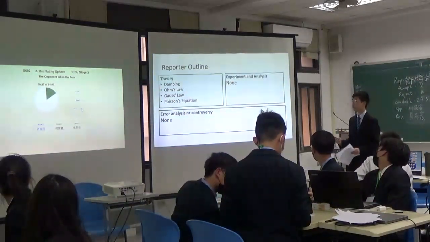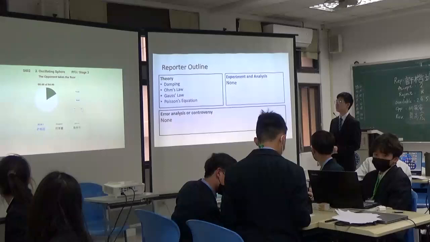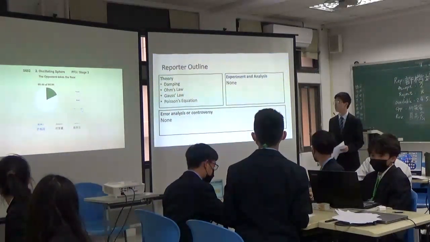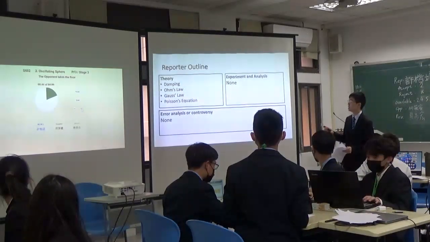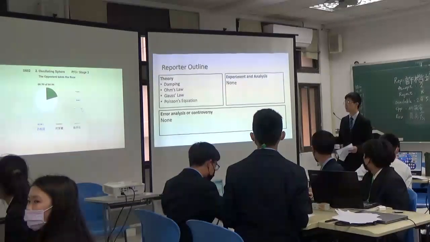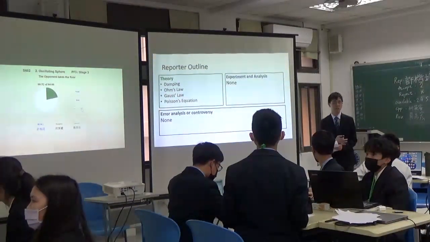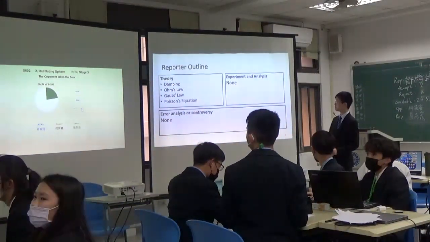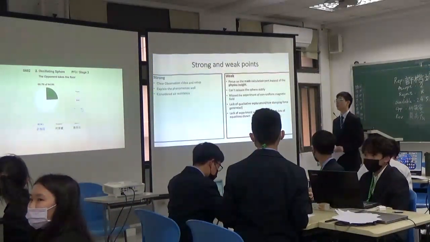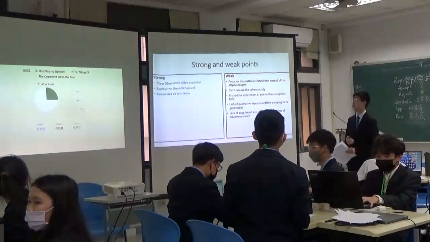For the reporter's outline, first of all, his theory includes a damping effect, Ohm's law, Gauss's law, and Poisson's equation. However, he did not conduct any experiment, and therefore he cannot give any experiment or error analysis of his theory line, and he doesn't have a deviation explanation. These are the strong and weak points for the reporter.